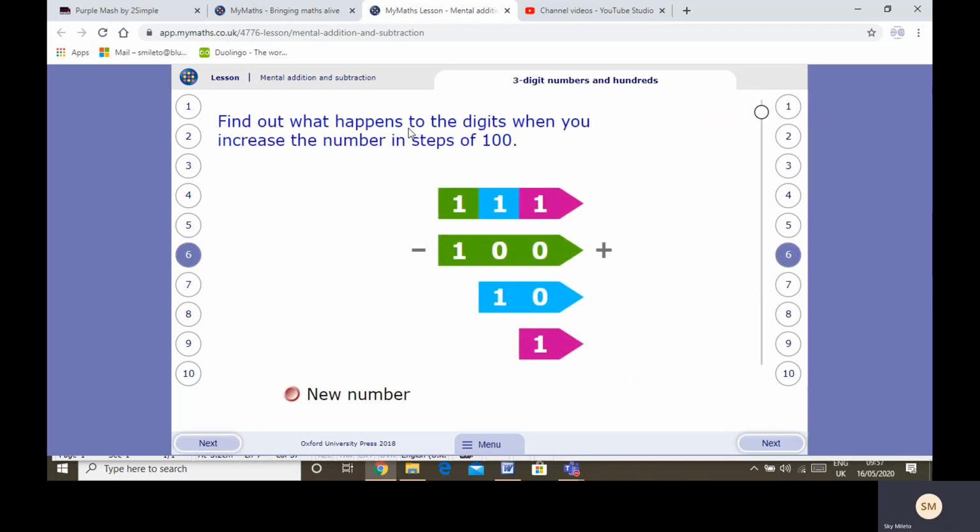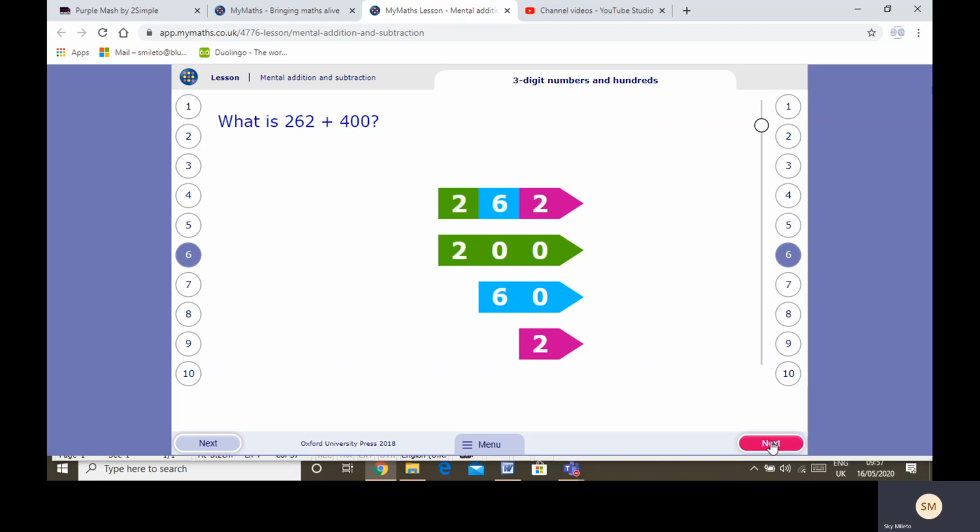So find out what happens to the numbers when you increase the number in steps of 100. So this, the hundreds are changing, but the ones are not. So here, we know the 62 is going to stay the same, but 4 is going to be added to the 200. 200 and 400 is 600, 662.